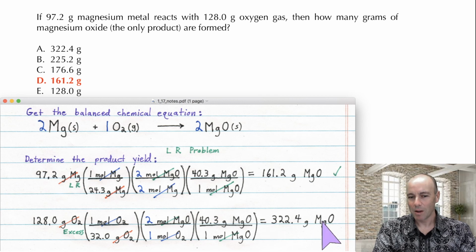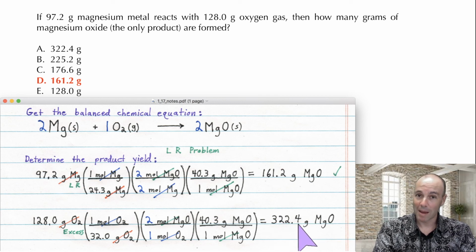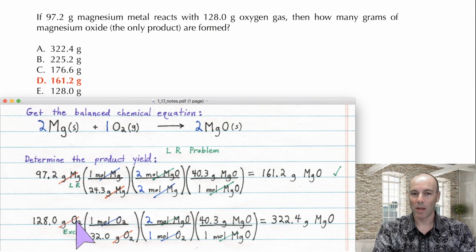And second, you know that this answer cannot be correct because that's more mass than what you started with. You know you can't form more product mass than the combined mass of all of the reactants, so you know that one's not going to be the answer too. But even though this is the way that you solve the limiting reactant problem, you do the calculation twice, and the lesser amount is the correct answer. So here, the amount is 161.2 grams.